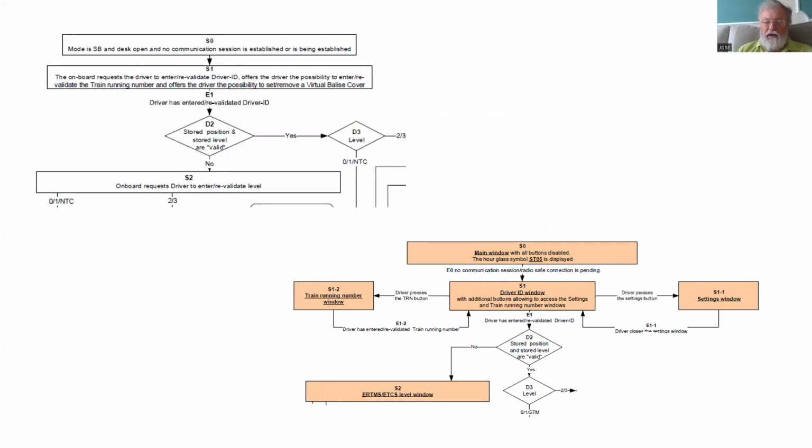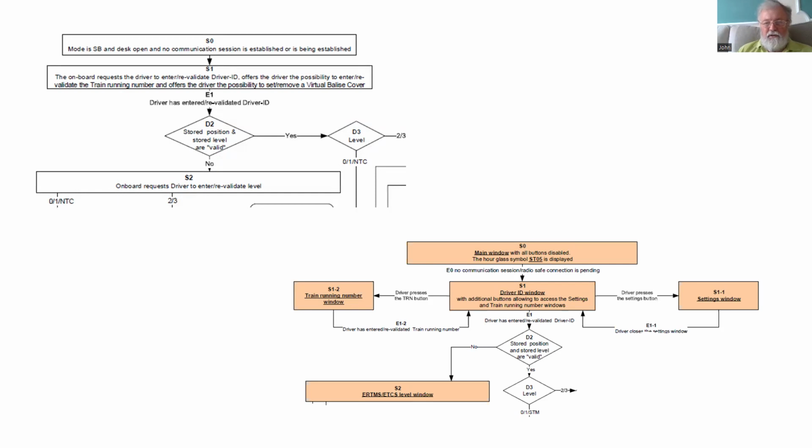If we turn to the DMI specification, you'll see a very similar flowchart. It starts with S0 at the top. It talks about S1, which is the driver ID window, and it has some sub options of enabling the driver to enter the train running number at this point if he or she wishes, or to use the settings window in order to update the VBC. It then has the same D2 and D3 decisions, and if the stored position or level are not valid, then it goes to S2, the ERTMS level window.